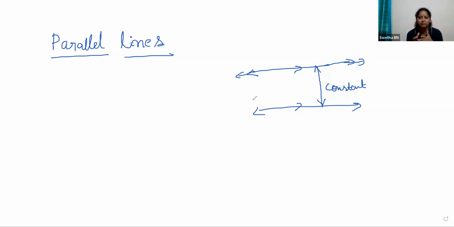No, the lines will not meet each other, right, children? They will not meet each other, right? So they are called parallel lines. The distance between the lines remains constant, and they will not meet each other.